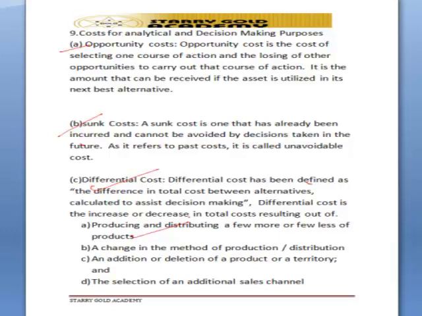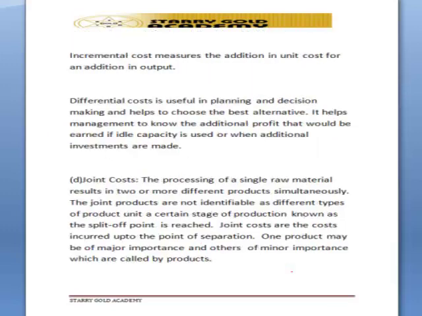Okay. Then secondly, a change in the method of production and distribution. What effect will it have? What has changed? So the difference when the previous method was being applied and the difference when the present one is now being put in place. So we want to look at it. Then the selection of an additional sales channel is also part of differential cost.